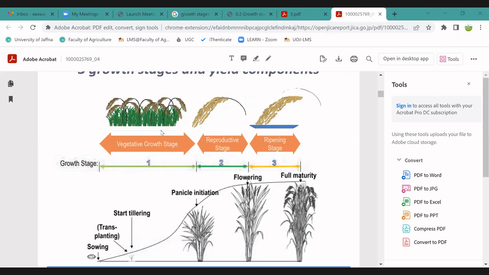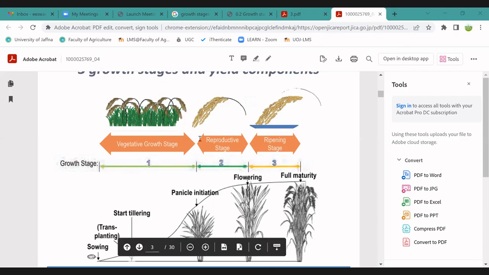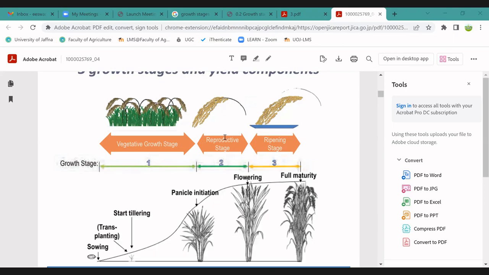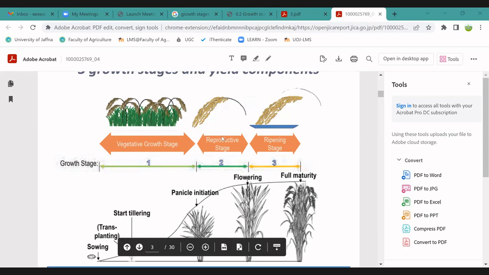And then those flowers pollinate. Depending on the crop, it can be self-pollination or maybe cross-pollination, right? Rice is a self-pollinated crop. So after pollination, fertilization occurs, right? In the case of rice, they develop the grains.